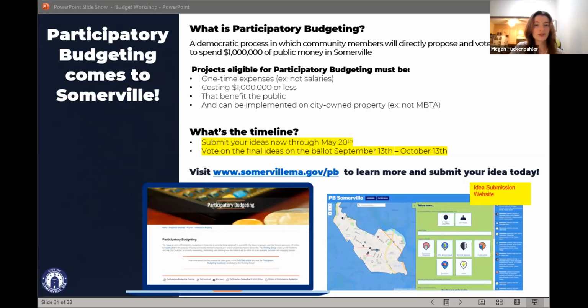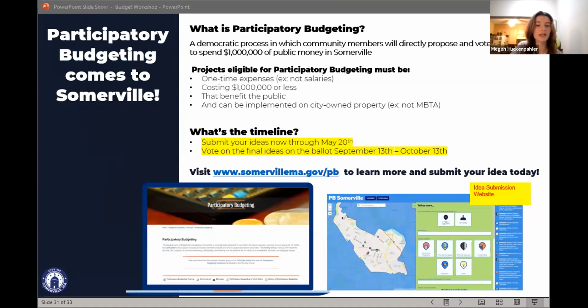Projects eligible for this must be one-time expenses. So things that, as we think about the regular budget, would fall under ordinary maintenance, costing $1 million or less, that benefit the public and can be implemented on city-owned property. So for example, we do not own the MBTA transit system, but we could do something in relation to a bus shelter.